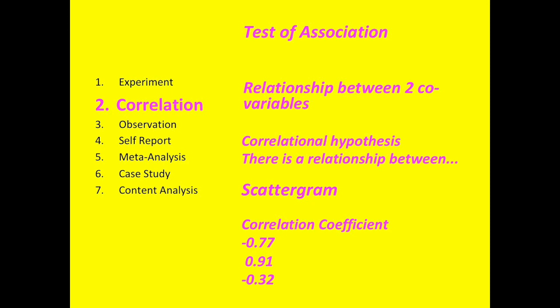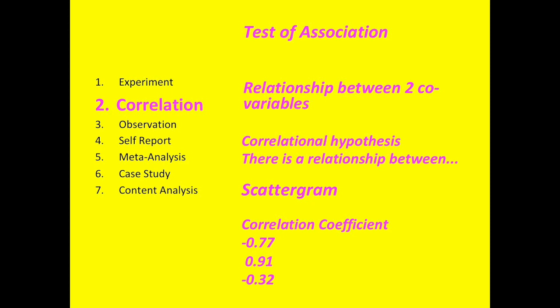So you'll be looking for the relationship between two covariables, and that could be a positive or a negative relationship. You'll also need to keep in mind that if you're asked to write a hypothesis, it will be a correlational hypothesis, not an experimental one. So something like, there is a relationship between, and then you'd say the covariables. If you're asked to draw a graph, then you'd be drawing a scattergram if it was a correlation. And you might be asked to interpret a correlation coefficient.